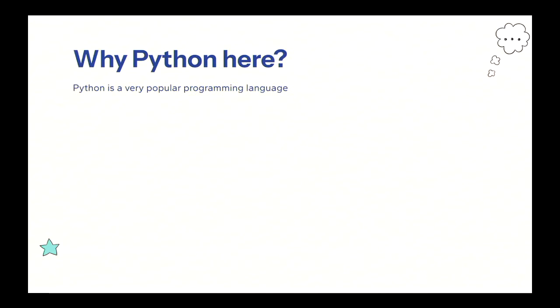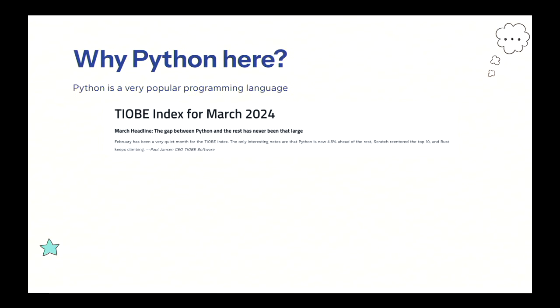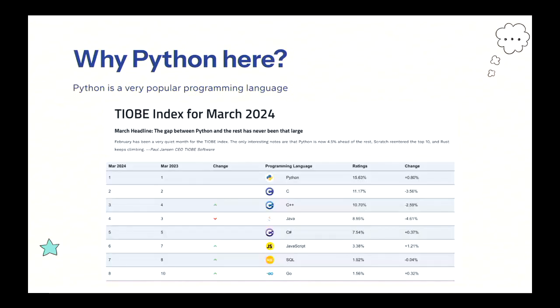But why do we choose Python as the programming language here? So the first reason is that Python is a very popular programming language. According to a very new ranking, Python is the most popular programming language, followed by C or C++.